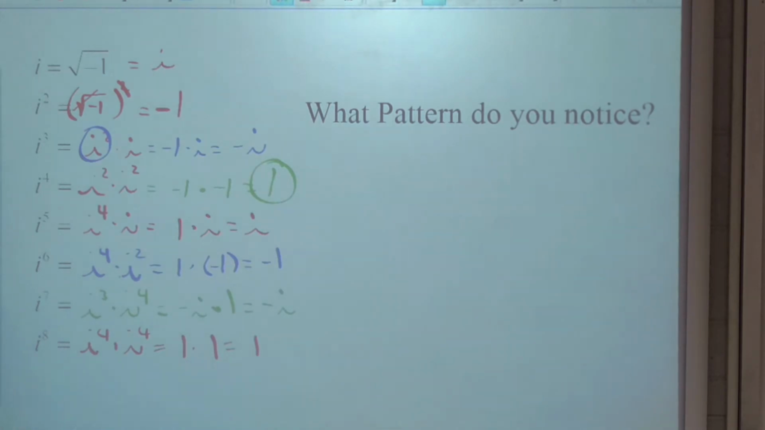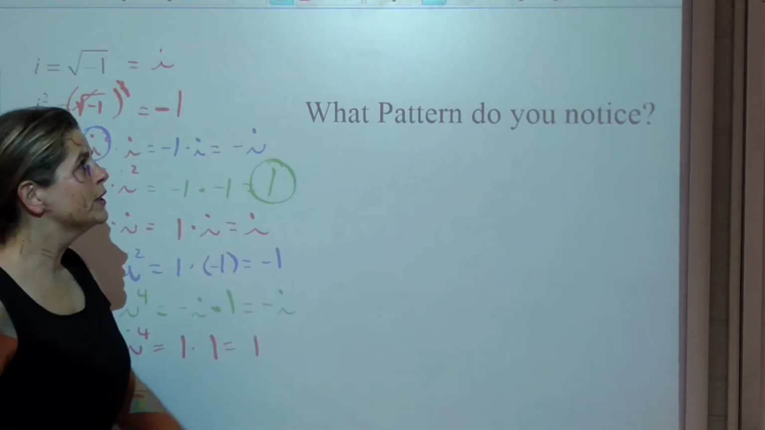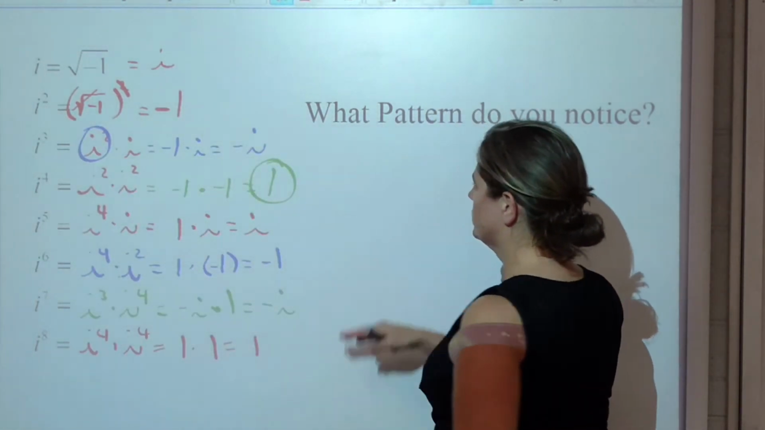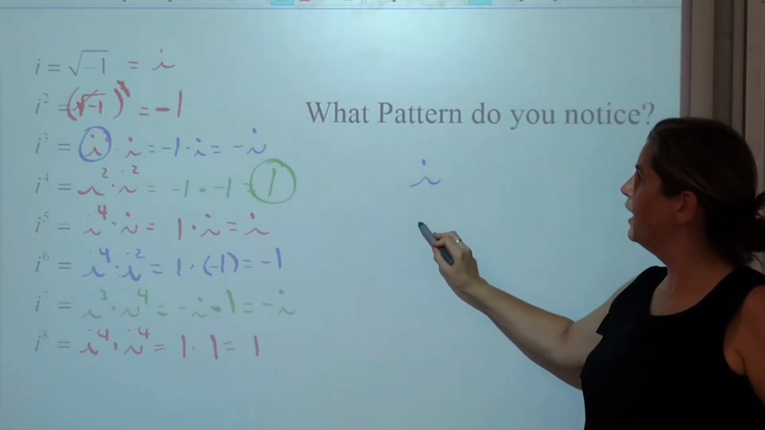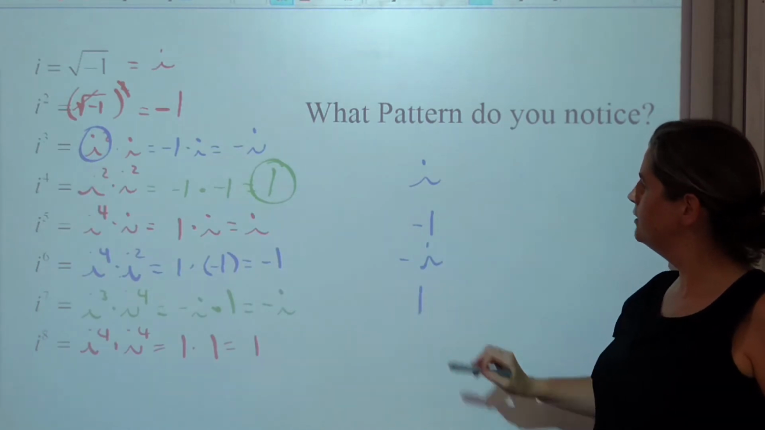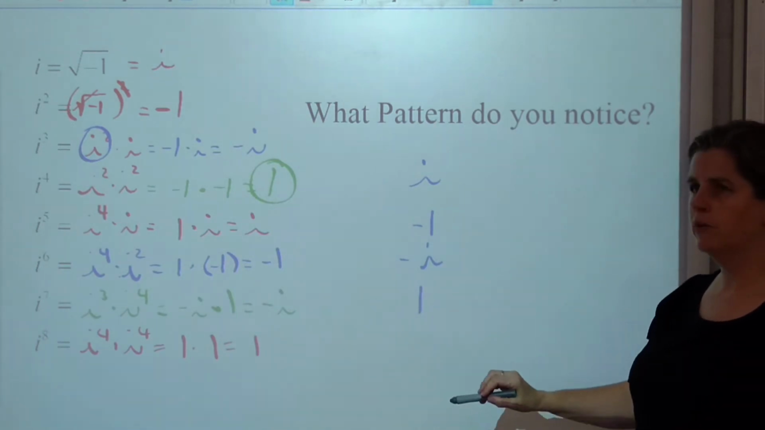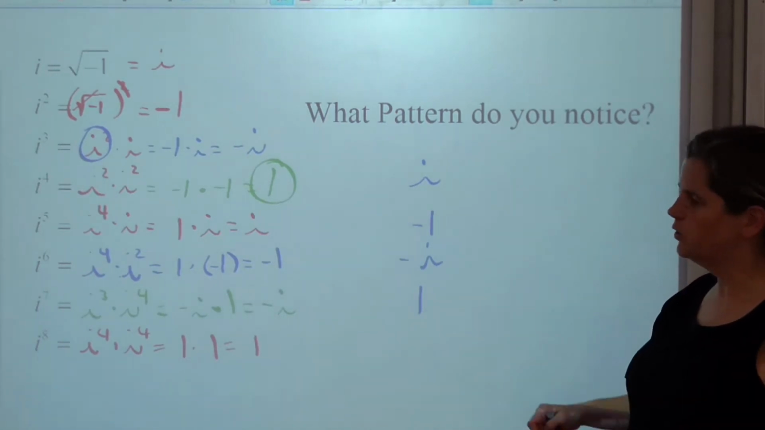What we're hoping to see, that you'll recognize, is that there's a pattern here. We go i, negative 1, negative i, 1. i, negative 1, negative i, 1. Every 4 imaginary numbers repeats. So if you just learn the pattern i, negative 1, negative i, 1, then just know that that repeats. 1, 2, 3, 4, 5, 6, 7, 8, 9, 10, 11, 12, and so forth.